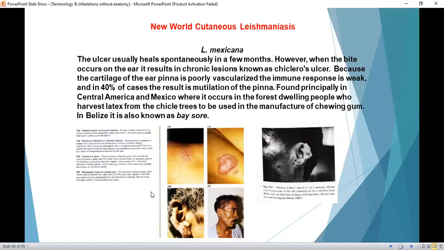New World Leishmania mexicana: the ulcer usually heals spontaneously in a few months. However, where the bite occurs on the ears, it can lead to chronic lesions, also known as chiclero ulcer. Because the cartilage of the pinna is poorly vascularized, the immune response is weak here, resulting in mutilation of the pinna. You can see in the picture here that the pinna is mutilated. It is found principally in Central America and Mexico, in forest areas.